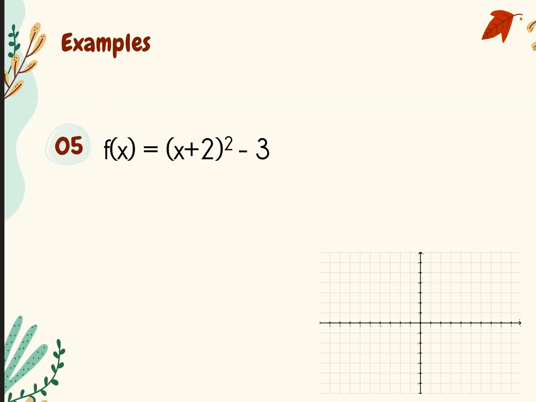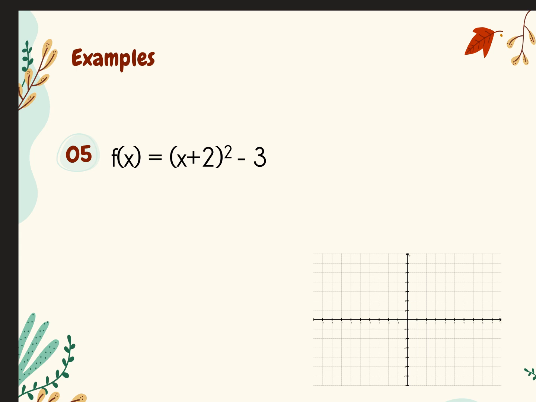So, like I just said, if we're going to try and find the vertex here, our vertex is going to be at, this is my h and this is my k. So I'm going to take this number out here. It's the opposite of what I see, so it's going to be negative 2. And then our k is negative 3.